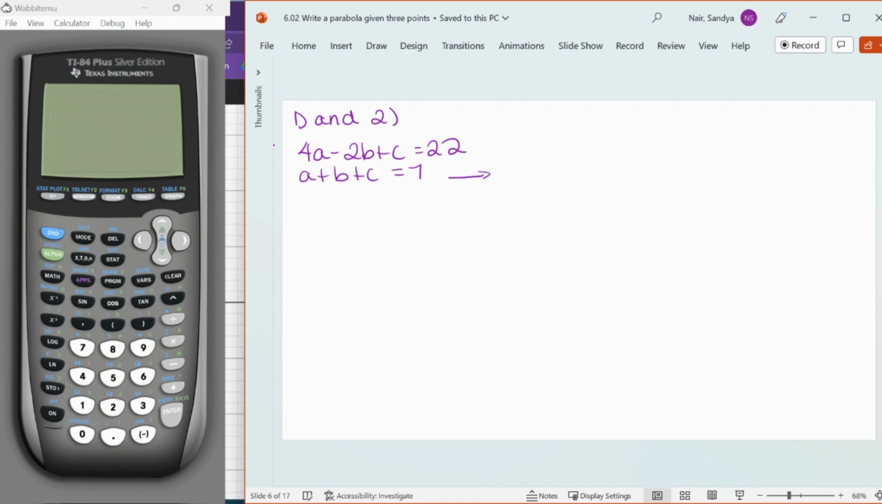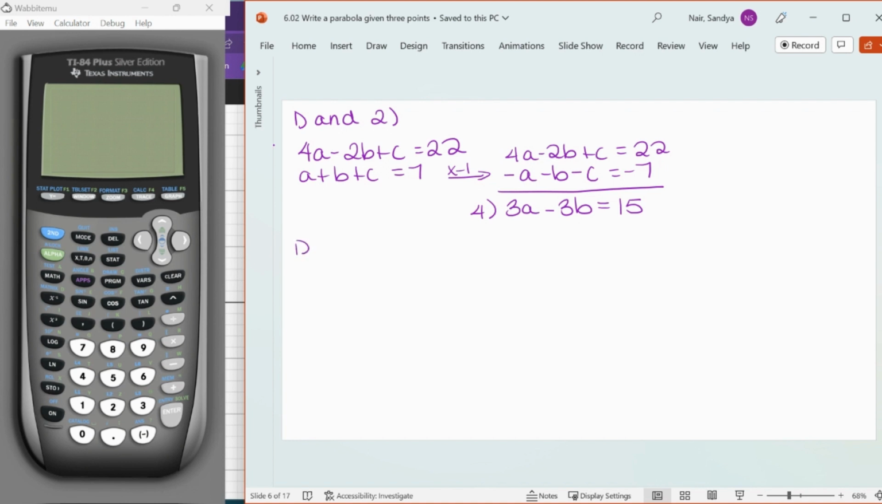To cancel c, I'm going to multiply the bottom equation by -1. That gives me -a minus b minus c equals -7. And then I'm going to recopy my first equation so that I can just put them together. When I do that, I get 4a minus a, which gives me 3a, -2b minus b, which gives me -3b, and then I have 22 minus 7, which is 15. I'm going to call that equation number 4.